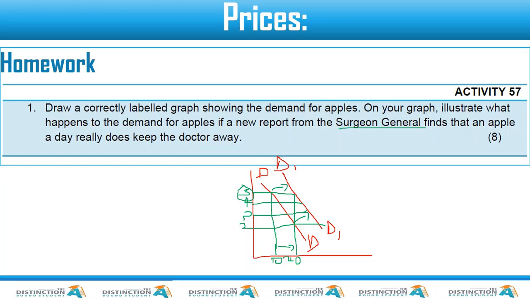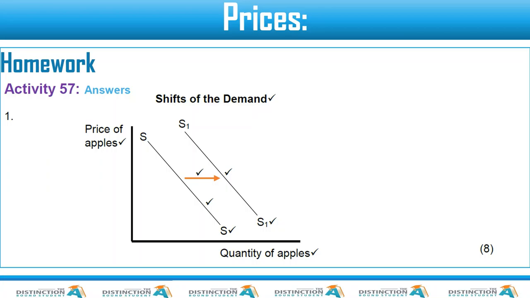So the demand curve that you draw shifts to the right. Don't worry about the green lines that I'm drawing. All you need is the red, and then the shifting. It would look like this. Please take note that I made a mistake here: replace the S with the D, because it's for the demand curve, not the supply curve. So the D will be the original, then the D1 will be the new demand curve.